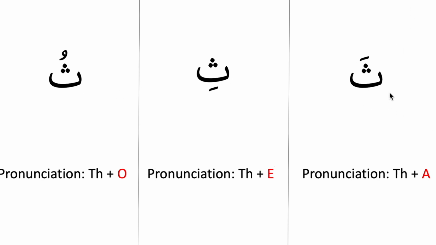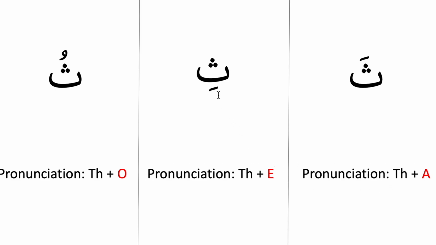Do you remember what letter is this? Good job. Th. And you pronounce Th as th in English. Th. So if you have the Th with a dash on the top, it's called Fatha. Th with Fatha. How you pronounce this letter? Th plus A. Tha. So Th with Fatha, pronounce it as Tha.